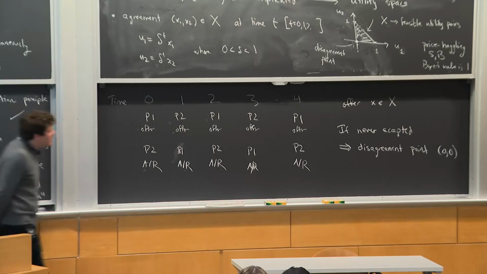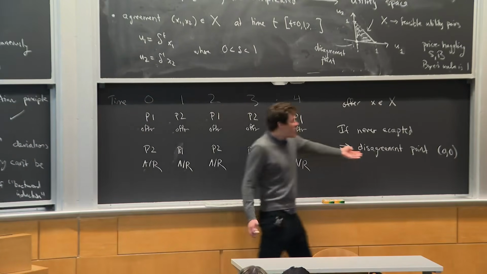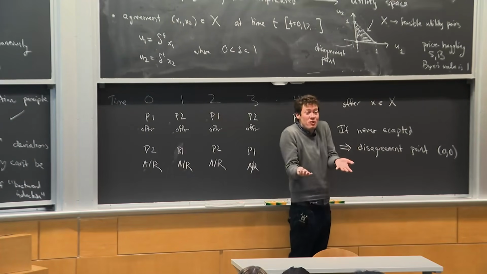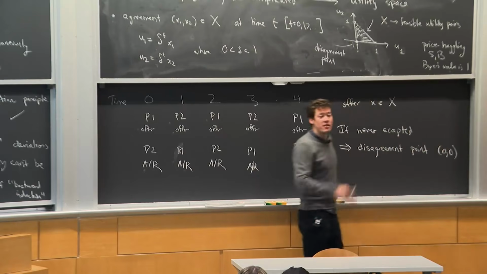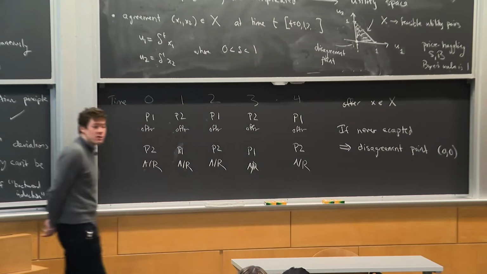Because you're right, if things go on forever, there's not a point where we say, oh, we've disagreed. It just says, well, we didn't reach an agreement today, and that just happens forever. So maybe it's better to think of it in terms of flow payoffs. Yeah. Good question.